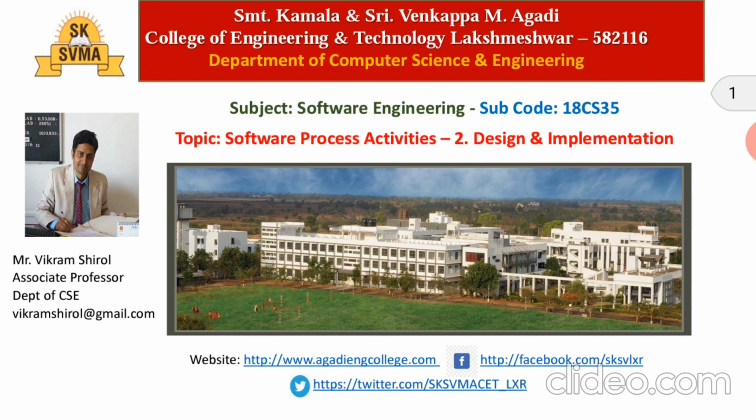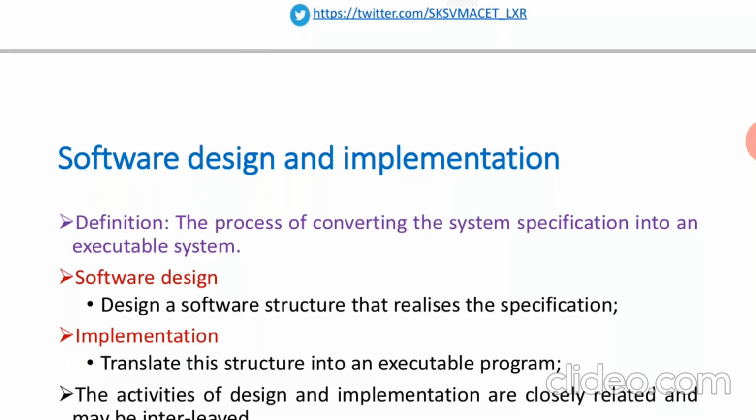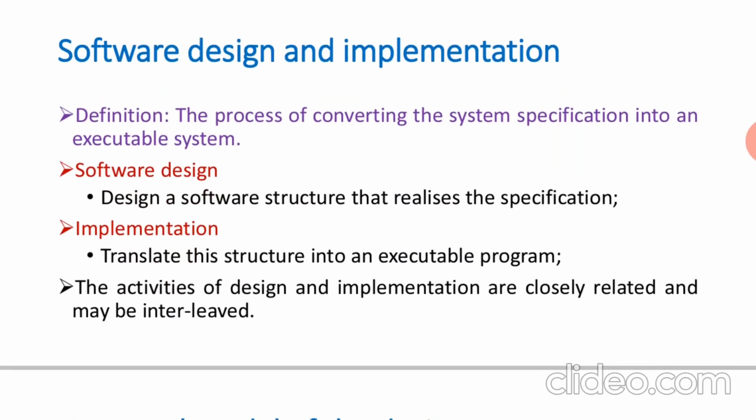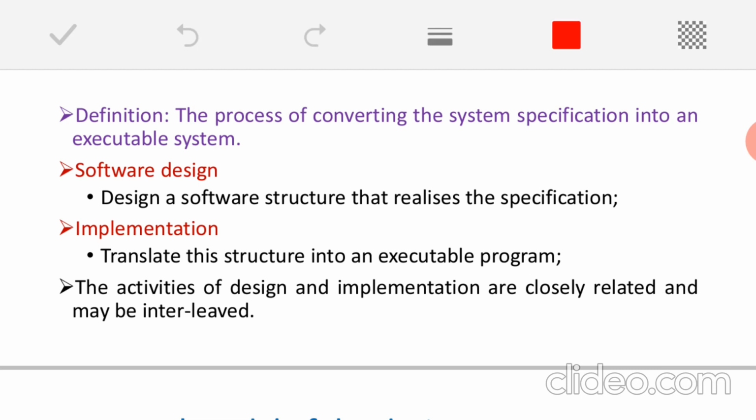So when this particular software requirement specification document is created, then we will go for the next step, that is the second step of our software process activity, design and implementation. Is it clear? Okay, so let's discuss what happens in software design and implementation. Software design is a process of converting the system specifications into an executable system. Just have a look here. So here the input for this particular step is what? The output of the previous step, that is what?